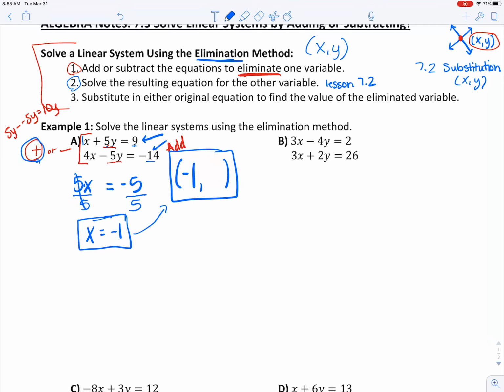I like to do the one with the smallest numbers. So if I'm looking here, this x just has a 1, this has a 5y, and this one looks smaller, it looks simpler, but either one works. So if I were to plug it in for x, we have x, which we just said was negative 1, plus 5y equals 9.